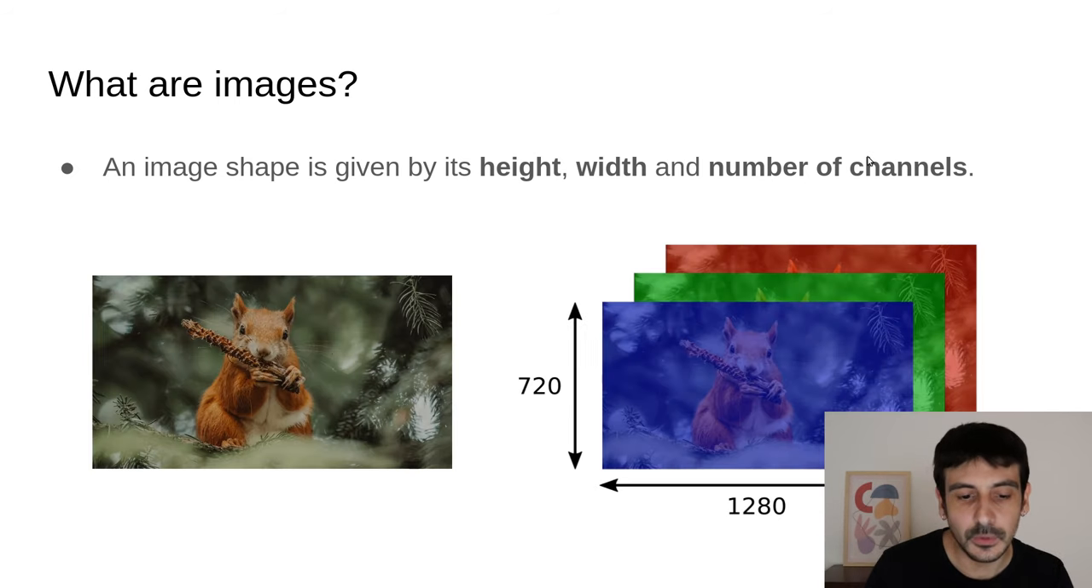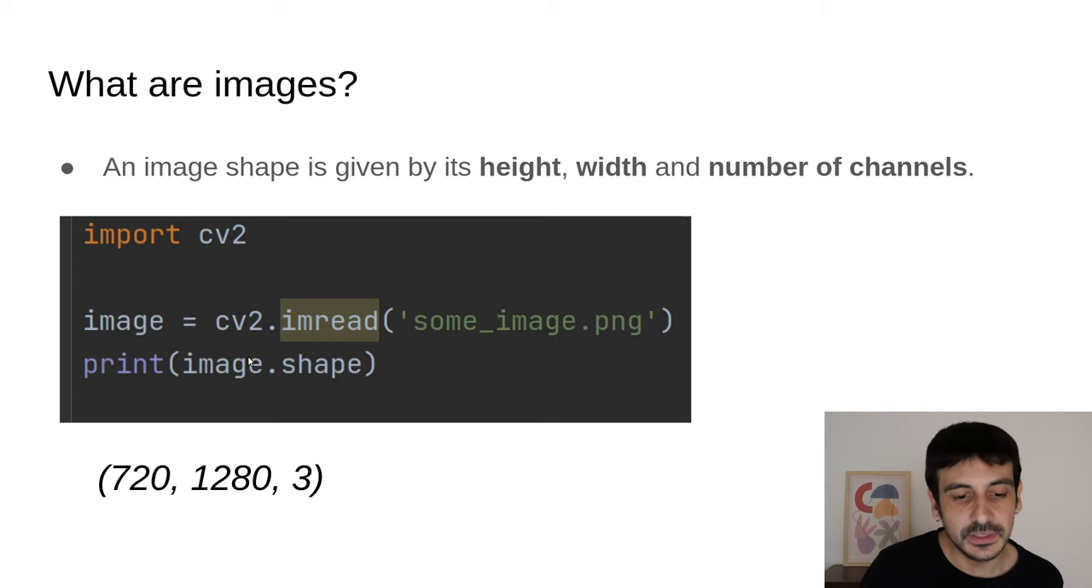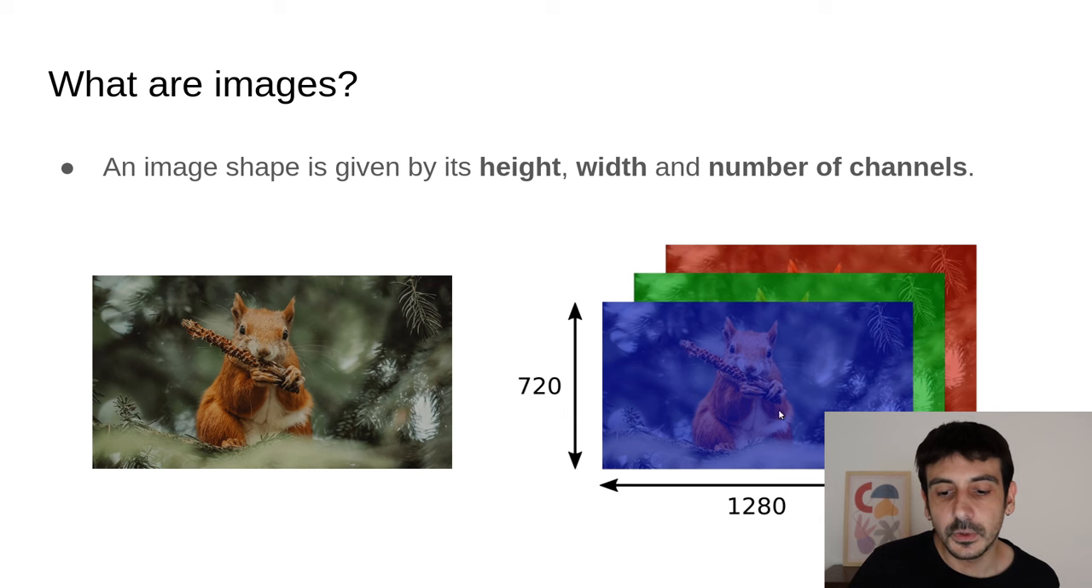Now let's see it with a very specific example. For example, in this case, this is the image of a squirrel. And let's assume this is the image I am loading over here, and I got this output for its shape: 720, 1280, and 3 channels. And this is exactly what this means, right? So we have a height of 720, a width of 1280, and then 3 channels, right?